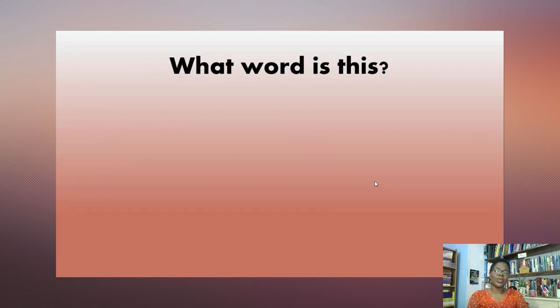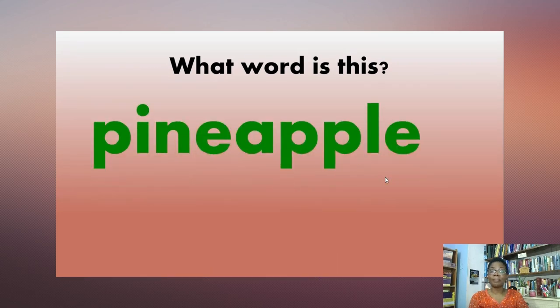Okay, so we went through our letters, and guess what? If there was a letter that you weren't so sure of, go back and look at the letter and learn the name of the letter as well as the color that it is in. Now, keep your eyes on the screen. What word is this? This is the word pineapple, all written in green. Pineapple.